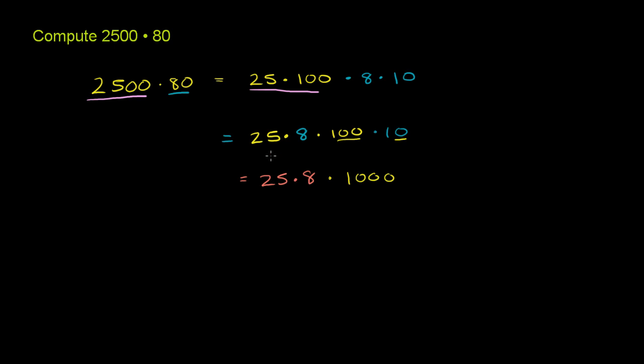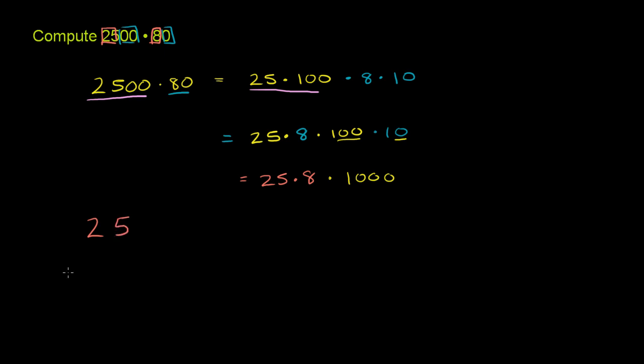We can now think about this as being the same thing as 25 times 8. And then whatever 25 times 8 is, we can then add 3 zeros to it. And hopefully this explained a little bit about why. So let's figure out what 25 times 8 is.